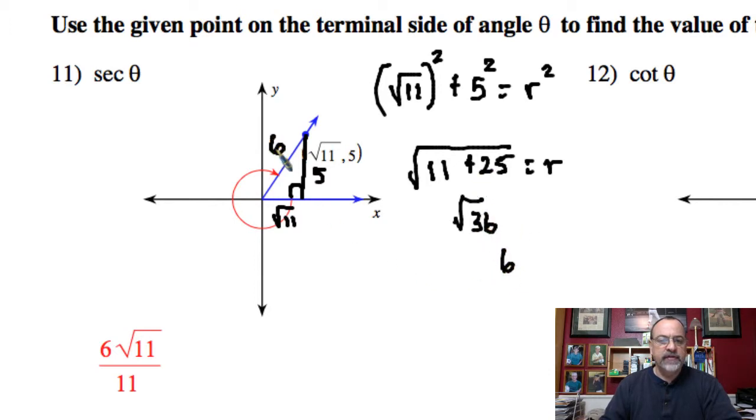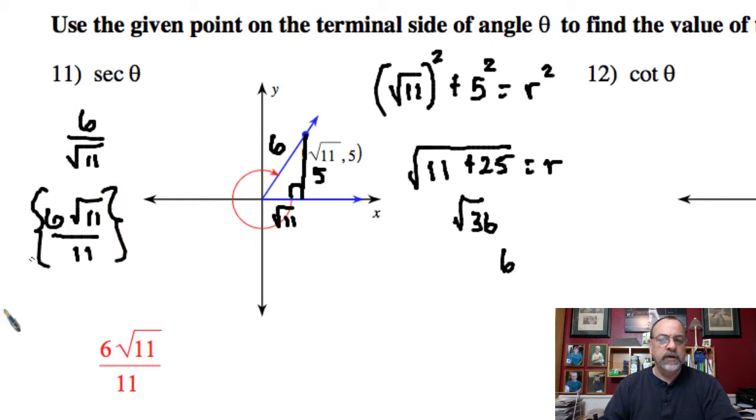So this is a value of 6. So now that I have my sides determined, I can do the ratio. Again, secant is the reciprocal of the cosine. So the cosine, remember, is x over r. So here, the secant would be r over x. So it's going to be the r value of 6 that I just determined over the x value of square root of 11. I'm going to rationalize that denominator, which gives me 6 square root of 11 over 11.